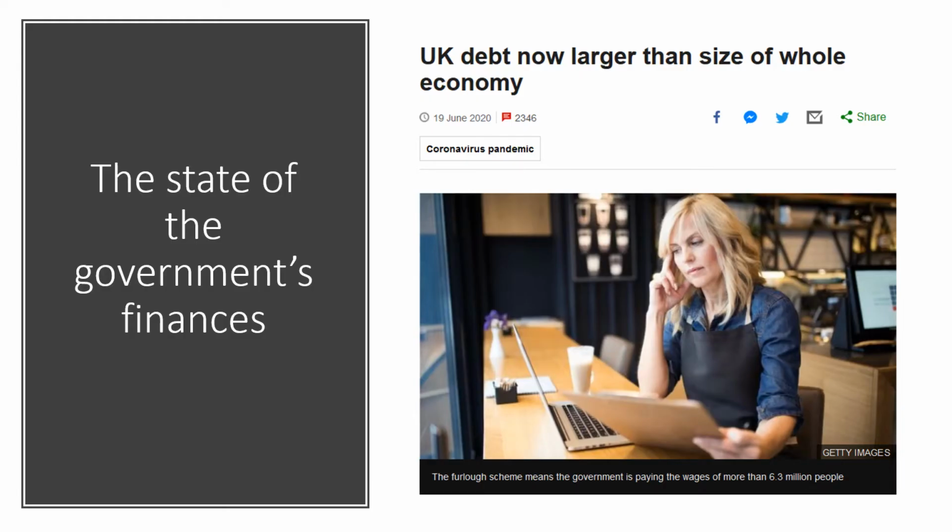Something else that it would depend on would be the state of the government's finances. So, for example, the UK's national debt is now over 100% of GDP. So we don't really have that much fiscal headroom left to go ahead and run big fiscal deficits because the stock of public debt is already very high.